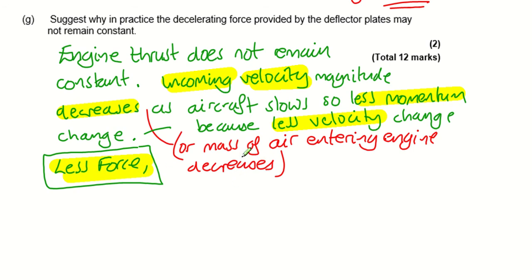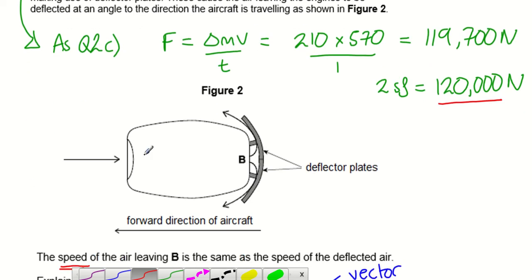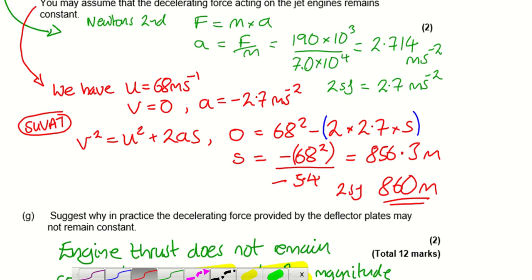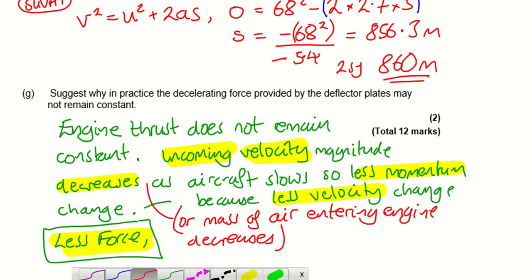You can also get the marks for this by saying that the mass of air entering the engine decreases, and that also causes less momentum change. The aircraft is going slower and there's less mass of air going in each second, so you've got that as an alternative. Now that's the first 2 questions. The next 2 are these horrible things about practical skills, though they're weird questions, but I'm going to stop here and then do a second short video for the other one. See you soon.